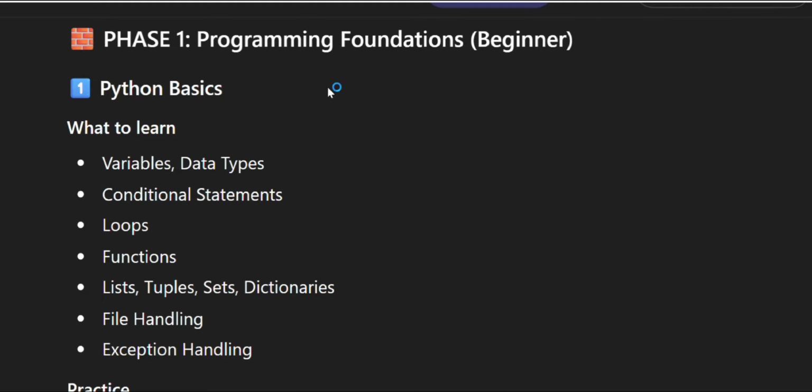First, learn Python basics. What you should learn in Python basics means first master concepts like variables, data types, conditional statements, loops, functions, lists, tuples, sets, dictionaries, file handling, and exception handling. Prepare these concepts in a way that if you were given a problem, you should be able to write the code.